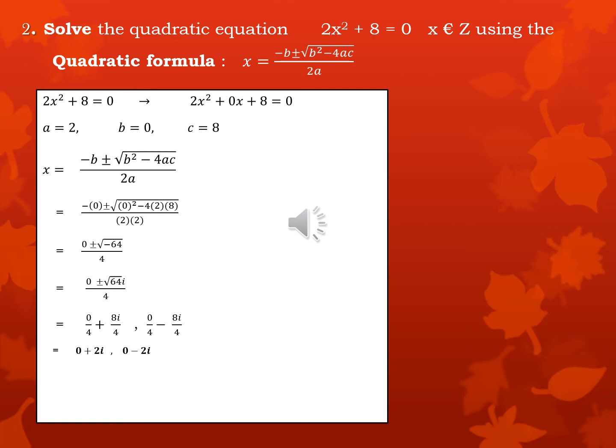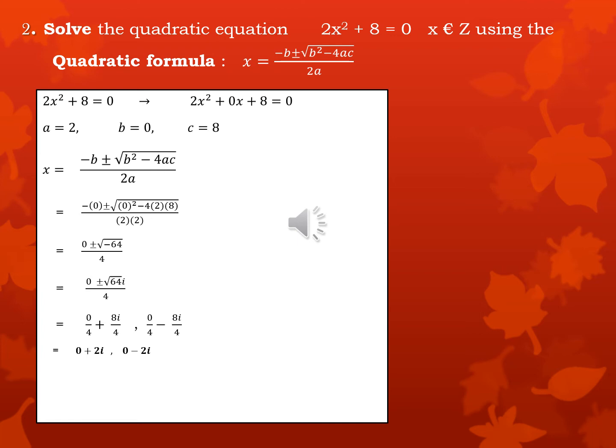Now we need to rewrite square root of -64. So in the next step, we get 0 plus minus square root of 64 times square root of -1 whole thing divided by 4. And then further simplifying, we need to replace square root of -1 with i. Therefore, we get 0 plus minus square root of 64 i whole thing divided by 4.